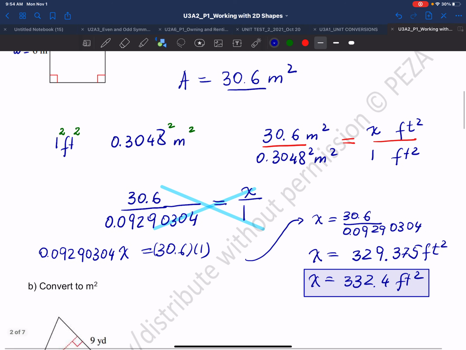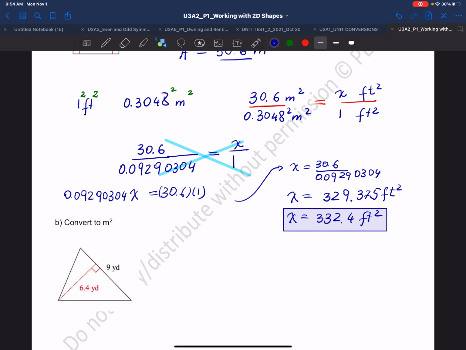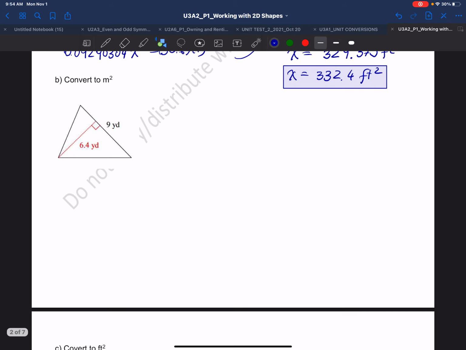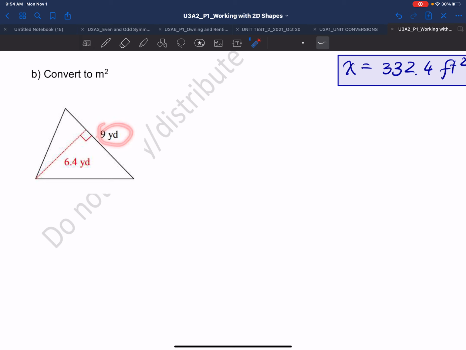Okay, so just like we did this question, now we are going to move on to another one, but this time we're looking into a triangle. So we have to convert yards into meters squared. Remember that there are two ways to actually answer this question. You can convert 9 yards into meters and convert 6.4 yards into meters first and then find the area. Or you can find the area and then make only one conversion, yards squared into meters squared.